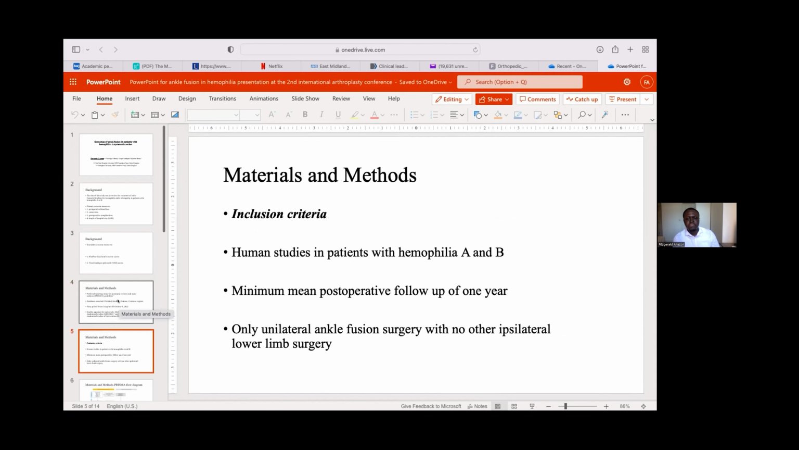For our inclusion criteria, we included only human studies in hemophilia A and B, patients with von Willebrand's disease, or studies that had a mix of both. Where we could not clearly delineate data for the hemophilia cohort, we excluded those studies. Cadaveric studies were also excluded. Any study with a mean postoperative follow-up of less than 1 year was also excluded. And like I mentioned in my previous presentation, if there were multiple injuries in the setting of polytrauma, or if the patient had an ipsilateral surgery of the knee or hip in addition to the ankle fusion surgery, those studies were excluded.